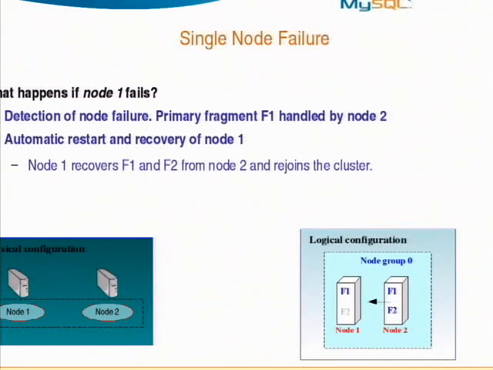So we pull F1 and F2, the two fragments, over the wire at a limit which you've configured. And node 2 will no longer be the primary replica for that one, and node 1 takes over and starts processing queries again when it's done with node recovery.